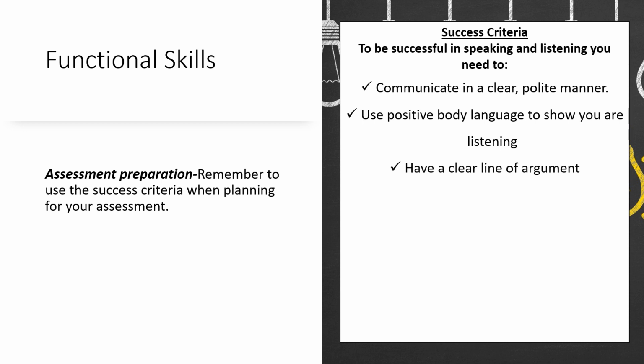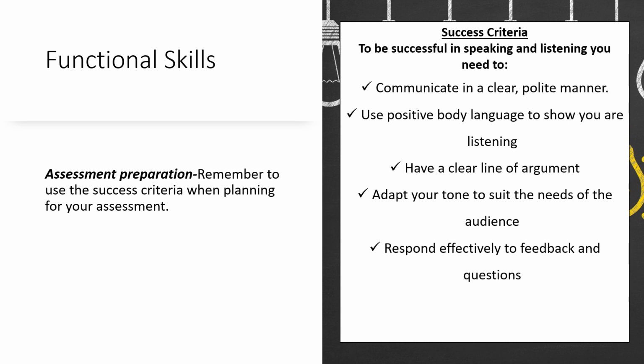Next, we have a clear line of argument. Now we spoke about this before in our previous videos. We've talked about how it's important to stick on that one main topic and how you can track whether someone has stayed with that argument as well. Adapt your tone to suit the needs of the audience. So are you actually explaining it in a way the audience will understand? Are you using formal or informal language?